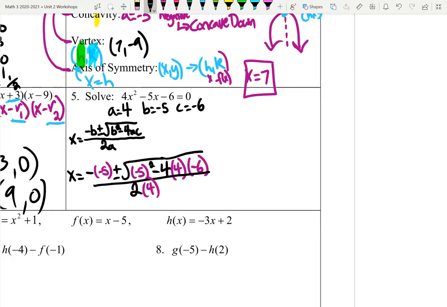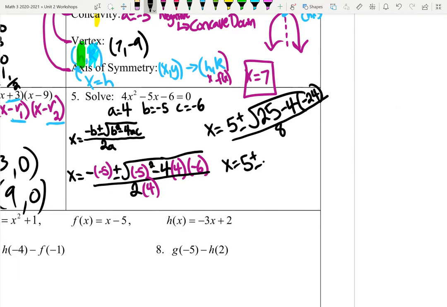So I'm going to simplify this. Let's look at the left part. X is going to be equal to negative 5. Two negatives means it's just going to be a 5, plus or minus, let's go in the radical. Negative 5 squared means negative 5 times negative 5, which results in a positive 25. Now, for this part, I'm going to write minus 4, and I'm going to calculate the product of 4 and negative 6. That's going to be negative 24. All over 2 times 4 is 8. Notice how it got a little more manageable.